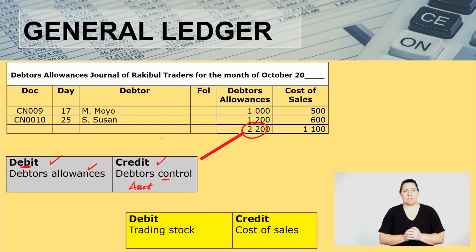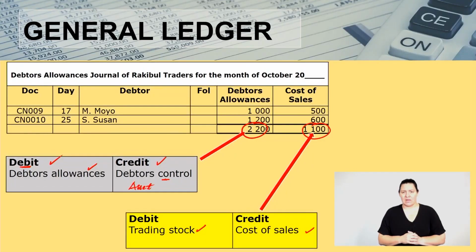And then the next one is on the 1,100. We will debit our trading stock, and then we will credit our cost of sales. That is when goods have been returned. Okay, so that is what you see over there. I want us now to quickly do it practically. Practically, make sure whatever I'm doing, you're also writing. All right? So make sure what I'm doing here, you do the same as well. Let's do it practically then.